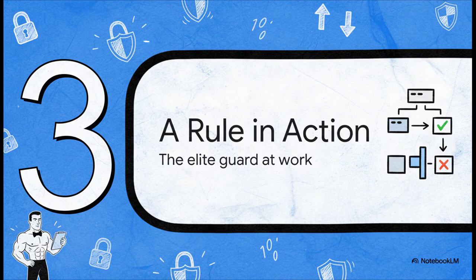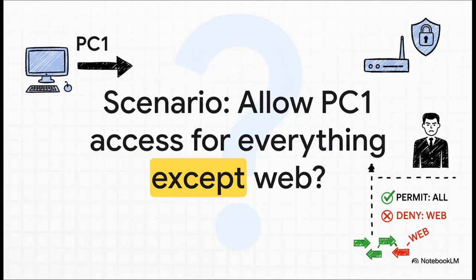Okay, so that's the theory. Let's make this real. Let's see how one of these elite guards, an extended ACL, actually works in a real-world scenario. All right, here's the job. We have a user on PC 1, and we want them to be able to access a web server for pretty much anything. File transfers, you name it. Except, we absolutely do not want them browsing websites on that server. This needs surgical precision. It's the perfect job for our elite guard, the extended ACL.